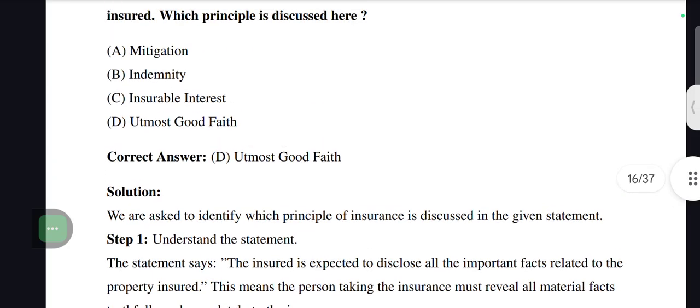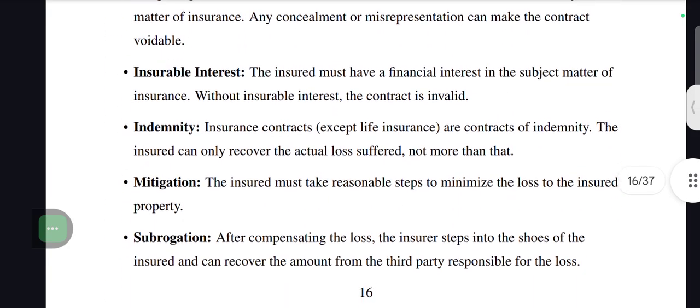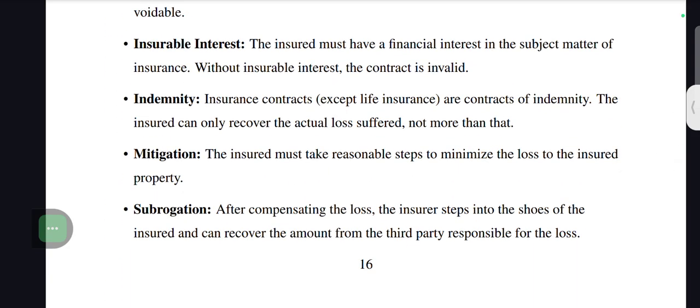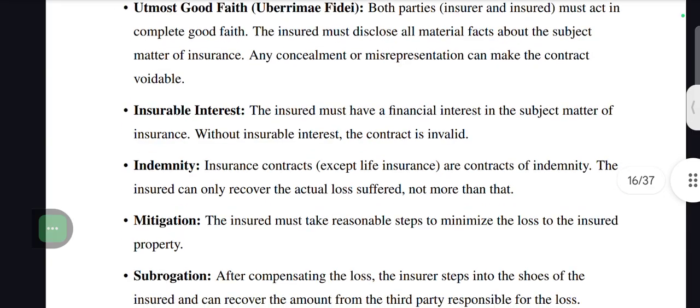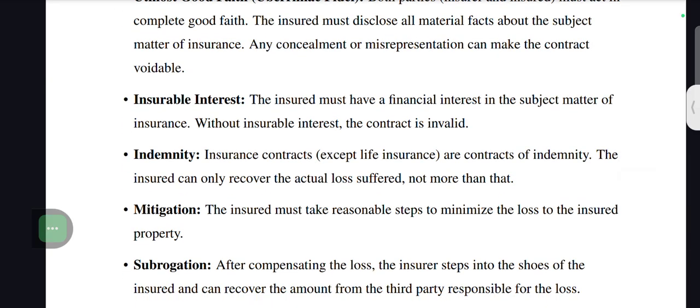And another one is indemnity. Indemnity means insurance contracts are contracts of indemnity, meaning the insured can only recover the actual loss suffered, not more than that. And comes the insurable interest. The insured must have a financial interest in the subject matter of insurance. Without insurable interest, the contract is invalid.